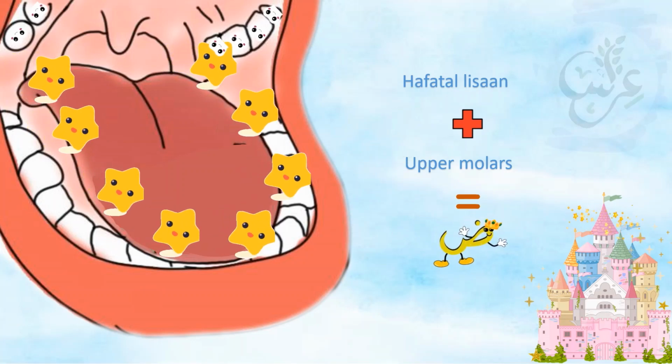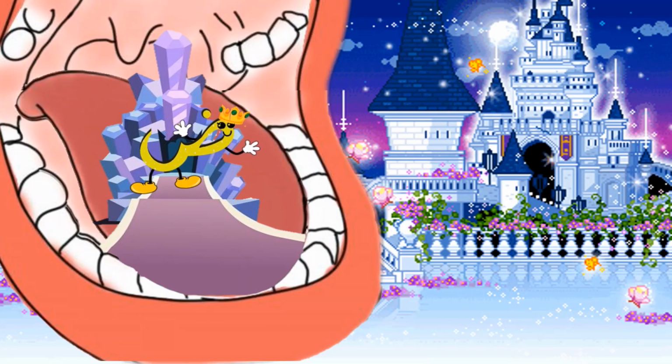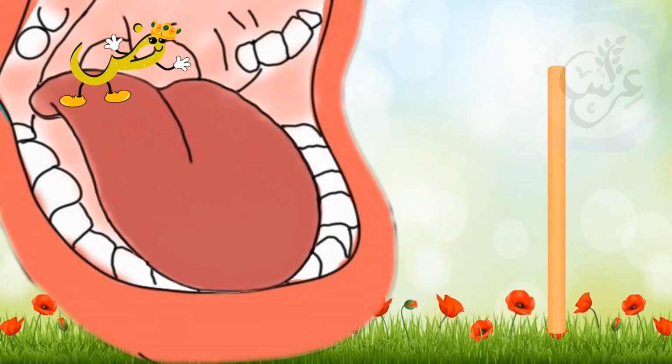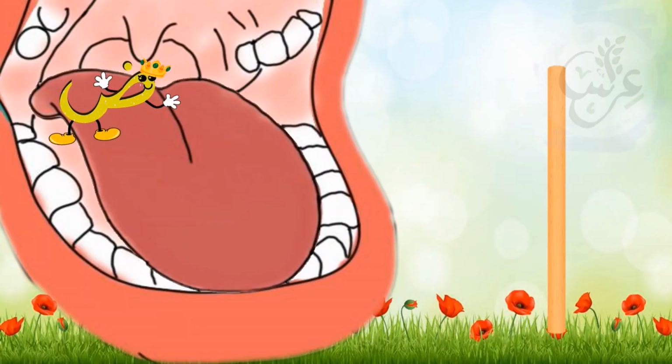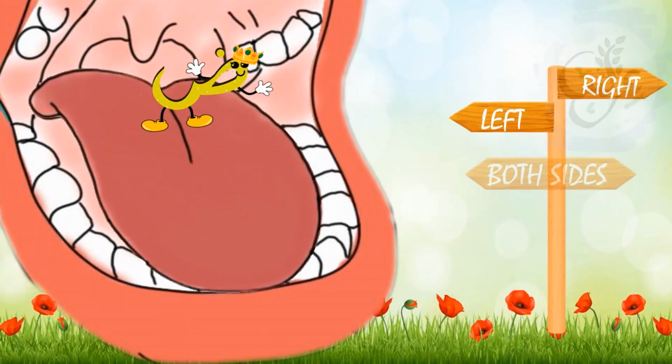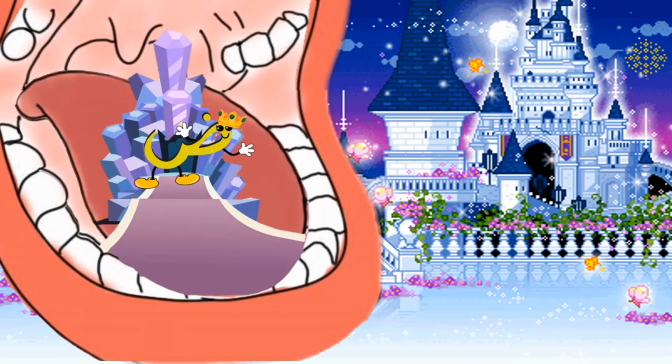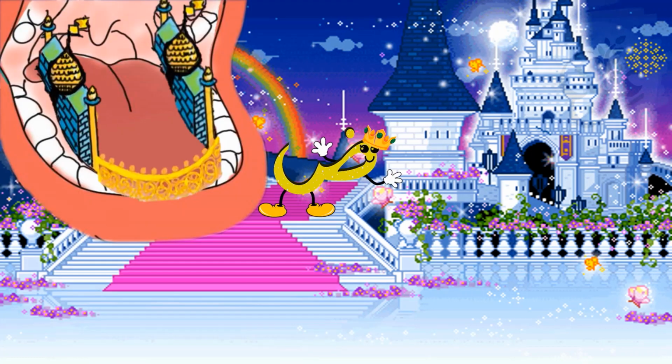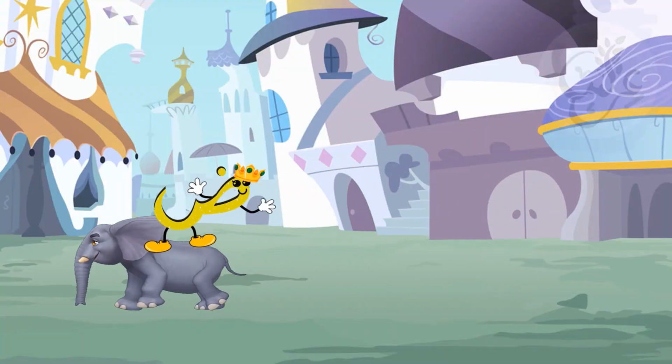To say dod, dod comes from the full part of the tongue. You can use right or left or both sides to say dod. Dod is a king from the sides of the tongue. It uses the full tongue to say dod.